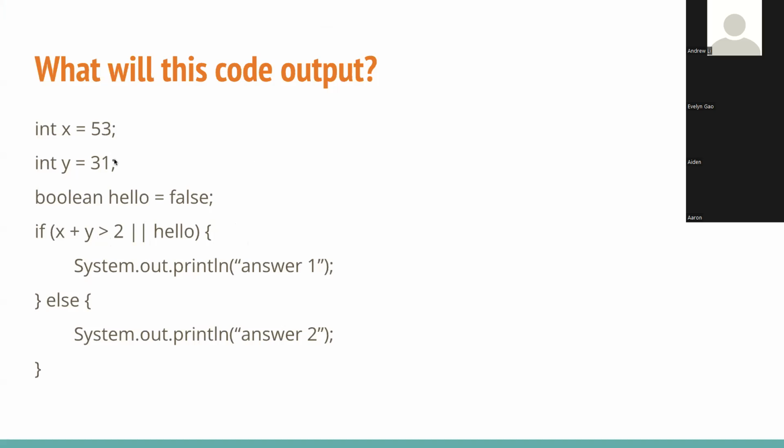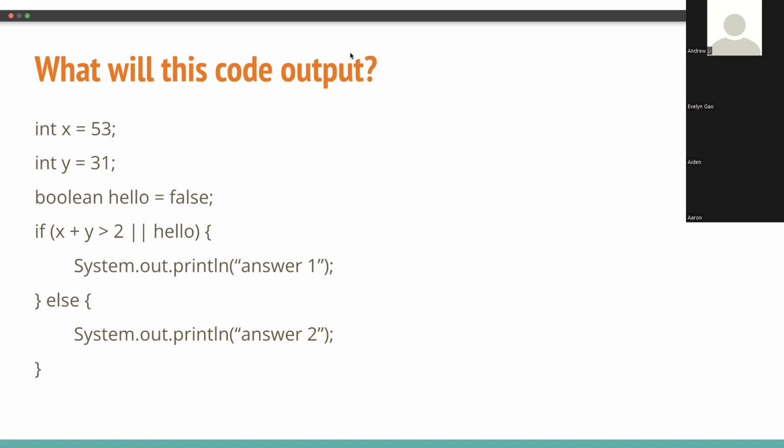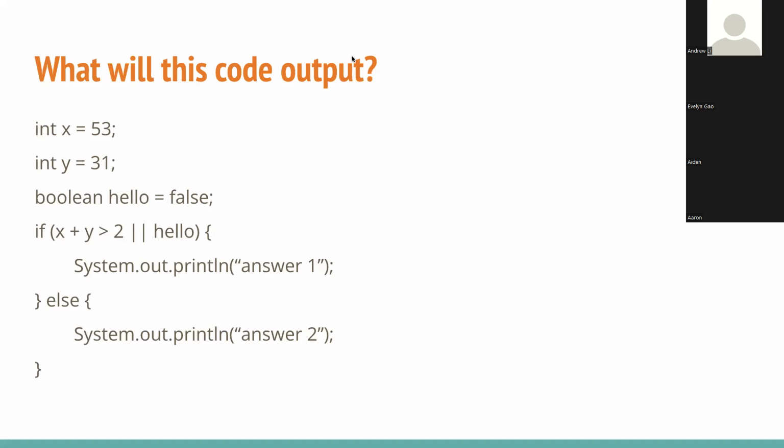So x is 53, y is 31. 53 plus 31 is much greater than 2. So you know that you have at least one side of the conditional that is true. And it doesn't matter if hello is true or false at that point, because you already have one true condition, and you only need one true condition with the OR operator, the two straight lines. So it'll print out answer 1.